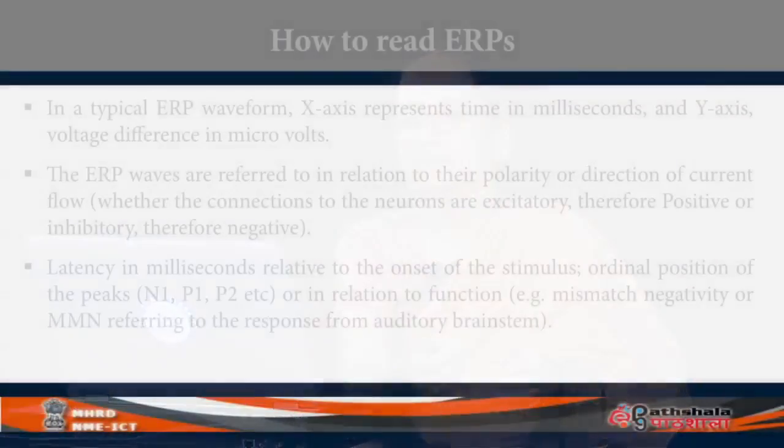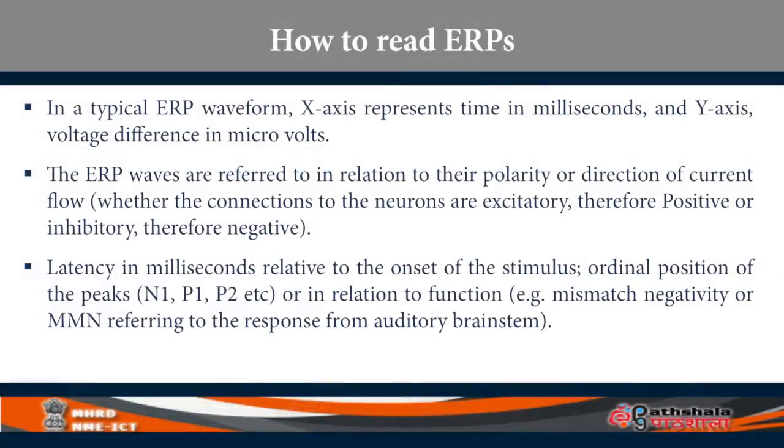So when you refer to an ERP as minus 400 or plus 600, this is what polarity means, plus and negative, referring to whether the activity is coming from excitatory neurons or inhibitory neurons. Latency in milliseconds is relative to the onset of the stimulus, that is, the ordinal position of the peaks. So you refer to ERPs as N1, P2; N is negative, P is positive; N1, P1, P2, P3, like that. Numbers relate to latency, immediately after the stimulus reaches the brain or a few milliseconds later.